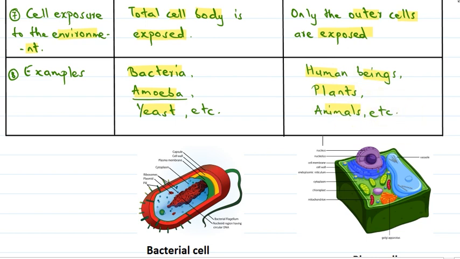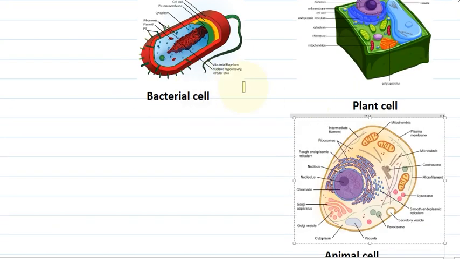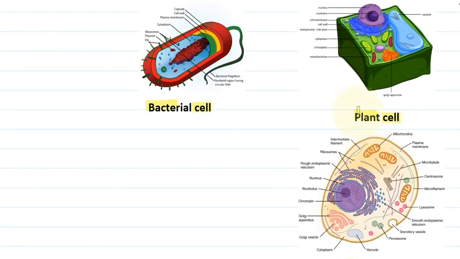Here we can see a few pictures. That is, this is a bacterial cell and it is a unicellular organism because bacteria is composed of only a single cell. So these are the plant cell and animal cell, so these are the types of cells that can be found in multicellular organisms. That is, multicellular organisms like plants and animals have plant cell and animal cell respectively. Thus, these cells can be found in multicellular organisms.